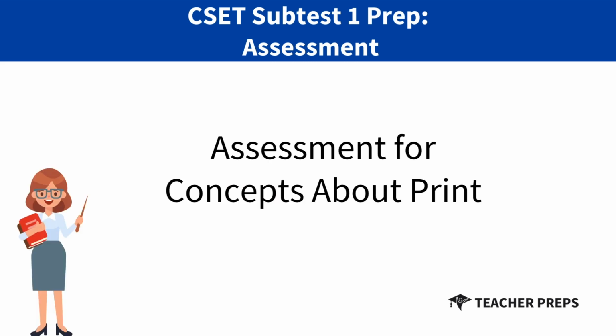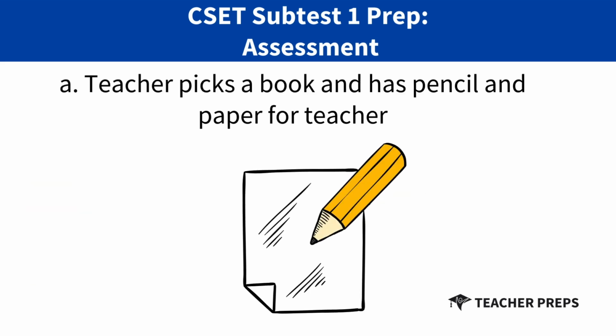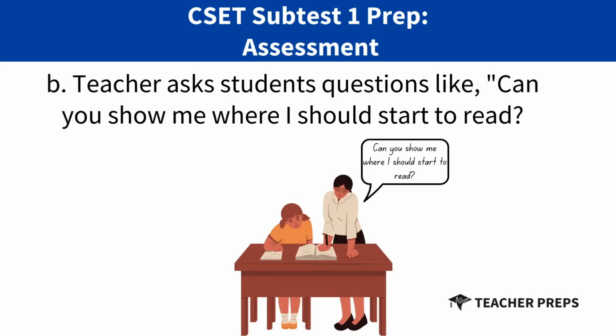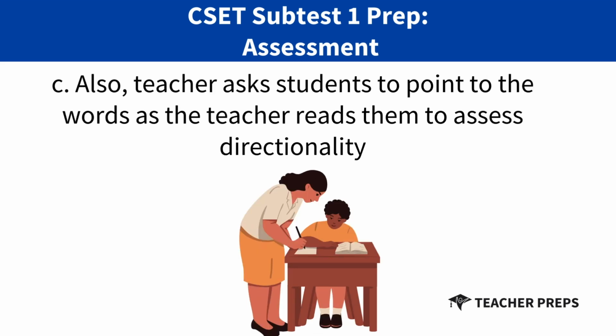Now let's talk about assessment for concepts about print. First, the teacher picks a book and has a pencil and paper ready. Then the teacher asks the student questions like, "Can you show me where I should start to read?" And in English, we know that we start to read at the top left corner. And this will show that the student understands this part about concepts about print. Also, the teacher can ask the student to point to the words as the teacher reads them in order to assess directionality, which we can recall is the ability to track print while reading.